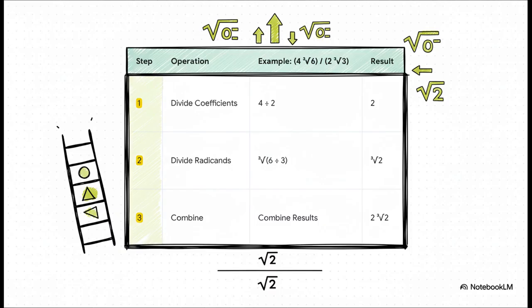And this table just breaks it down perfectly. Check out the example. First, you deal with the coefficients. Those are the numbers hanging out outside the radical. Just divide them like normal. 4 divided by 2 is 2. Easy. Next, you handle the radicands, the numbers inside the radical. Since the indices match, you can just divide them directly. 6 divided by 3 is 2. Then you just combine the two parts and you get your final tidy answer. 2 times the cube root of 2.